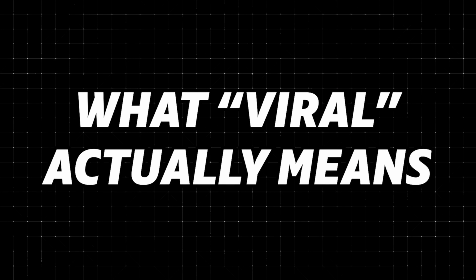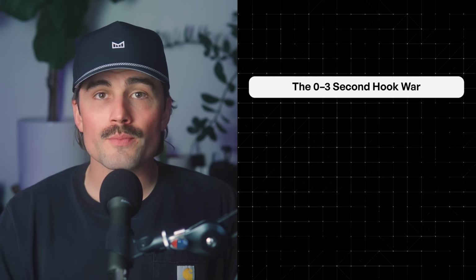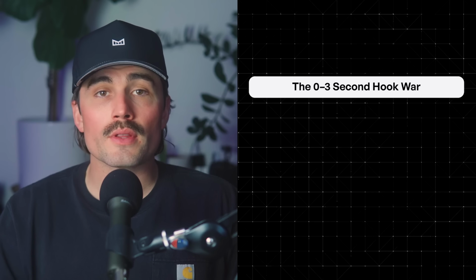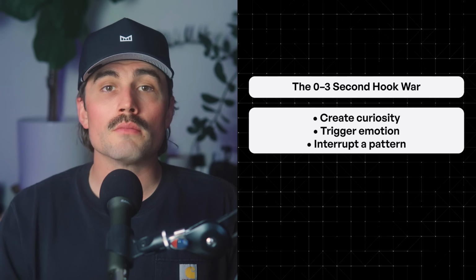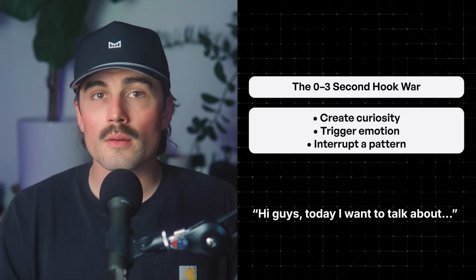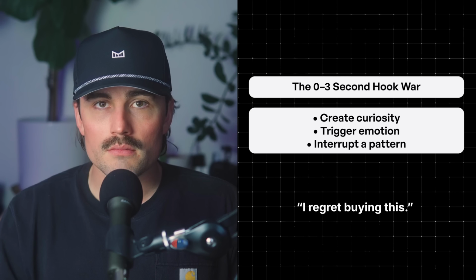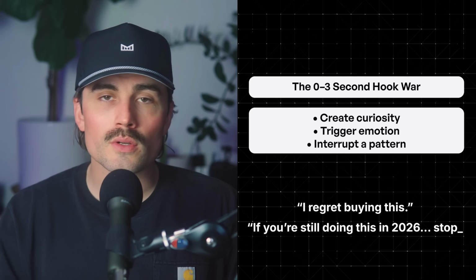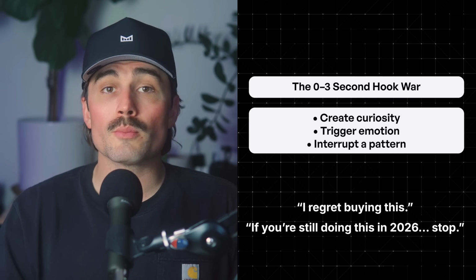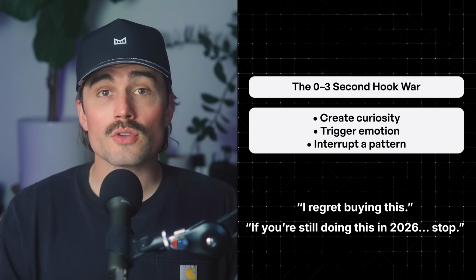The anatomy of a viral UGC ad. The 0 to 3 second hook war. On TikTok and Instagram Reels, you have about 1 to 2 seconds before someone scrolls. That's it. So the hook has to do one of 3 things: create curiosity, trigger emotion, interrupt a pattern. If your ad starts with, "Hi guys, today I want to talk about," it's over. The scroll wins. Instead, you see things like, "I regret buying this," or "If you're still doing this in 2026, stop." Those lines aren't random. They open loops. Your brain wants to know, regret what? Stop doing what? That's tension. And tension drives watch time.